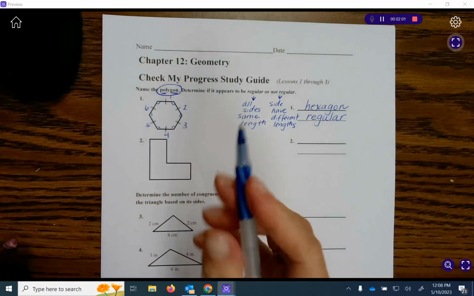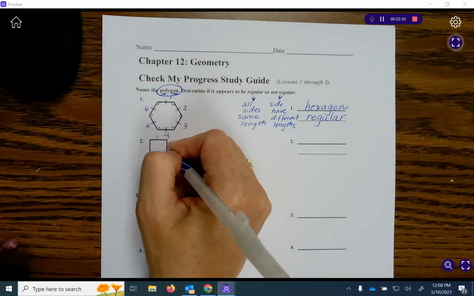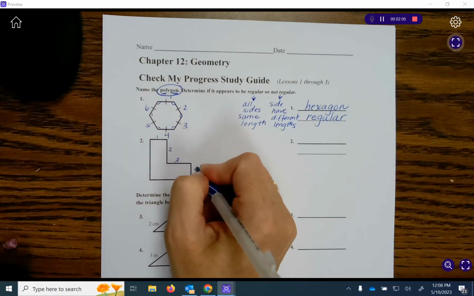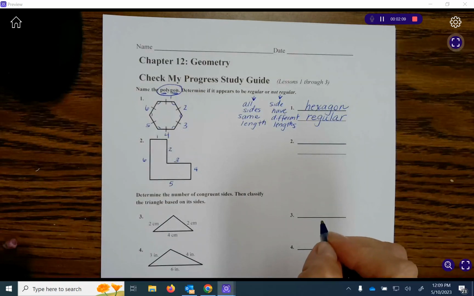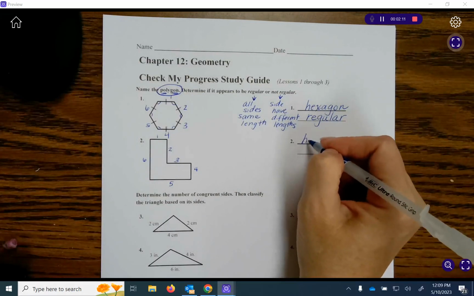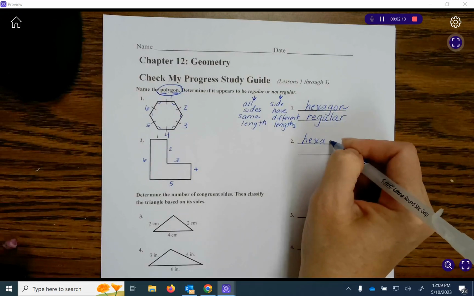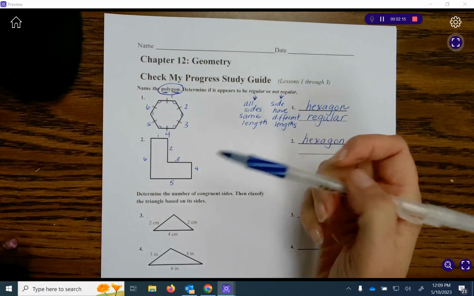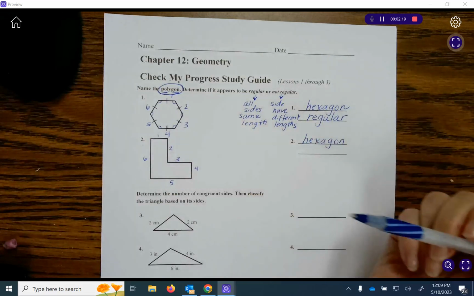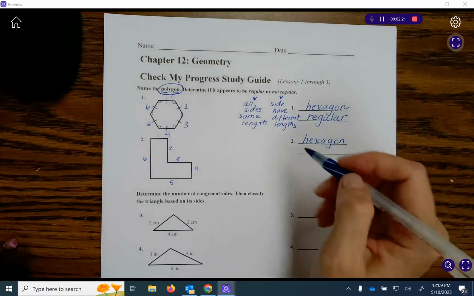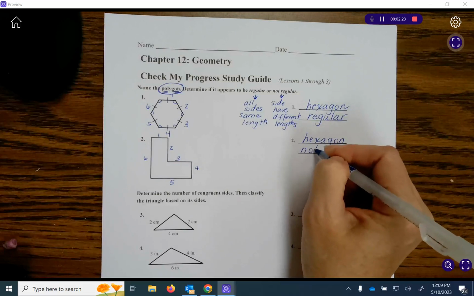Question 2, we have 1, 2, 3, 4, 5, 6 sides. So it is also a hexagon. And just by looking, you can see that all of the sides are not the same length. So this would not be a regular polygon.